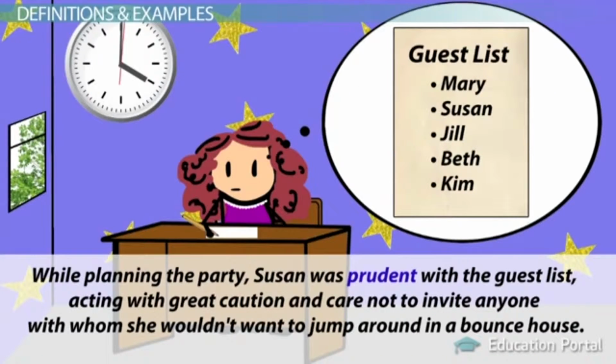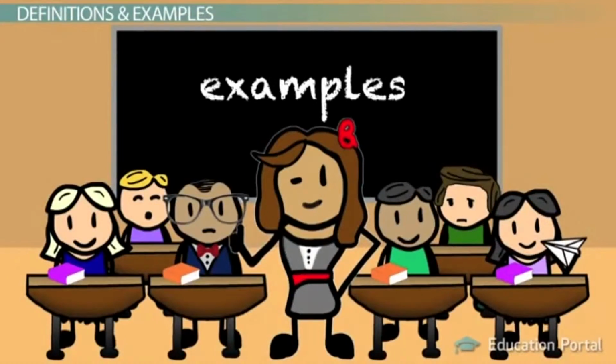And how else is Susan's behavior with the guest list described? She's acting with great caution and care. So what's the definition of prudent? Acting with great caution and care. Other times you'll see examples that help explain the word in question. This is very similar to finding the definition.